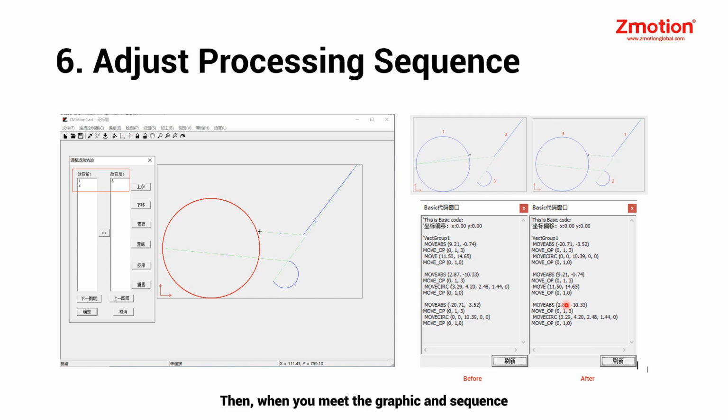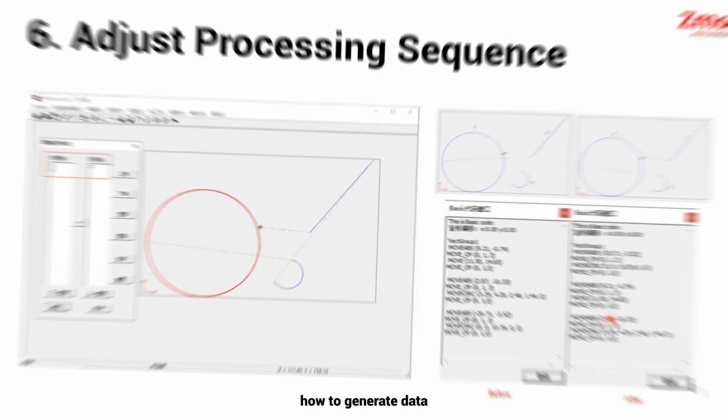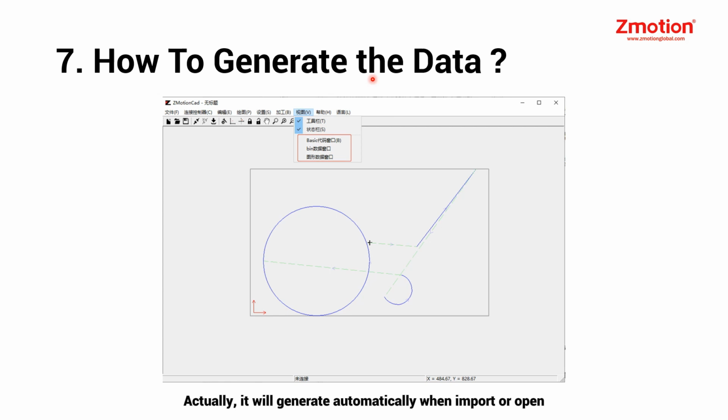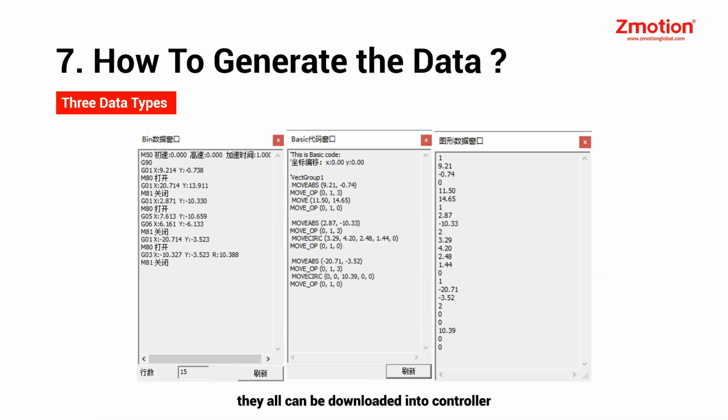Then, when you meet the graphics and sequence, how to generate data? Actually, it will generate automatically when imported or open. You could view from the View window. And there are also 3 data types: basic, bin, or graphic data. They all can be downloaded into controllers. Bin data, it is G-code format. This is graphics data window. Bin data shows in G-code form.